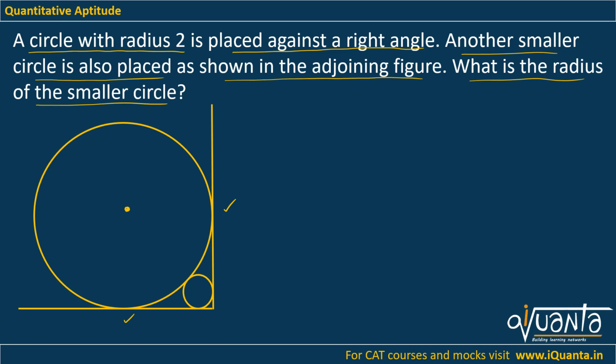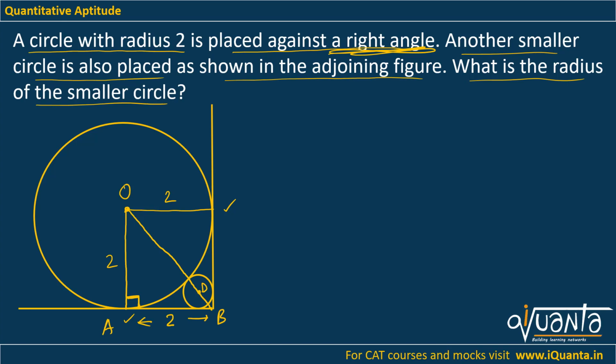Let this be the center of the bigger circle, this be the center of the smaller circle. We are talking about the right angle in the question, so definitely we'll be using the Pythagoras theorem. Now if I join this and if I join this, I can say that this is 2 because these are radius. Then if I join this particular line till here, this line will also be 2. Let me call this point O, then A, B, and let me call this D, the center of the smaller circle.